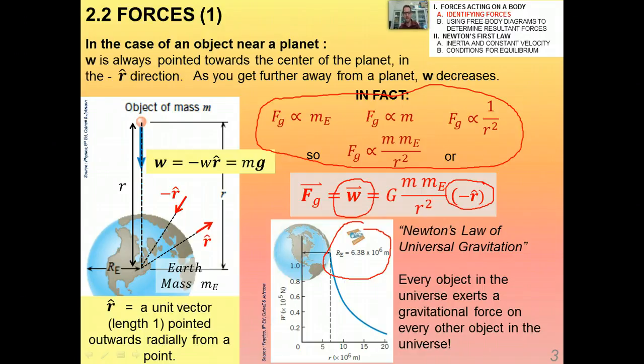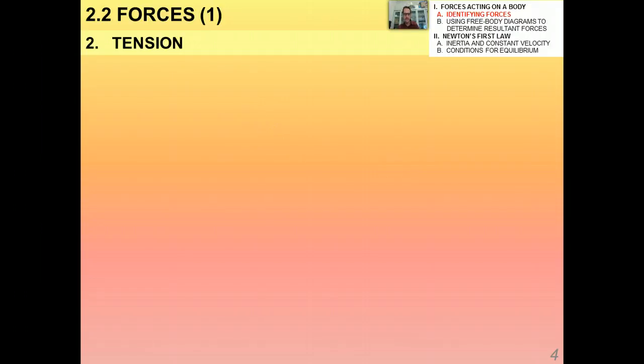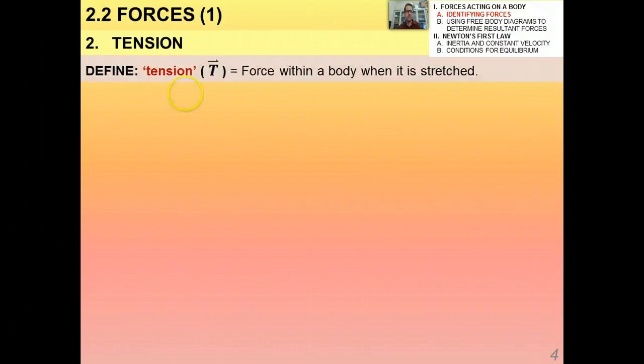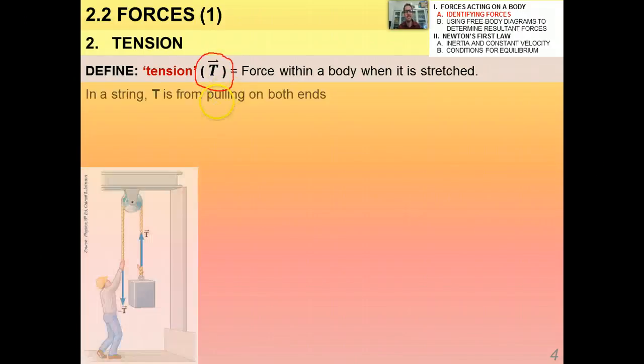So that's kind of how we define it in terms of a planet, because that's what we're familiar with, okay? Okay, second kind of force that we deal with a lot is tension. And what tension is, it's a force within a body when it's stretched. The variable for tension is a vector quantity, big T, okay?